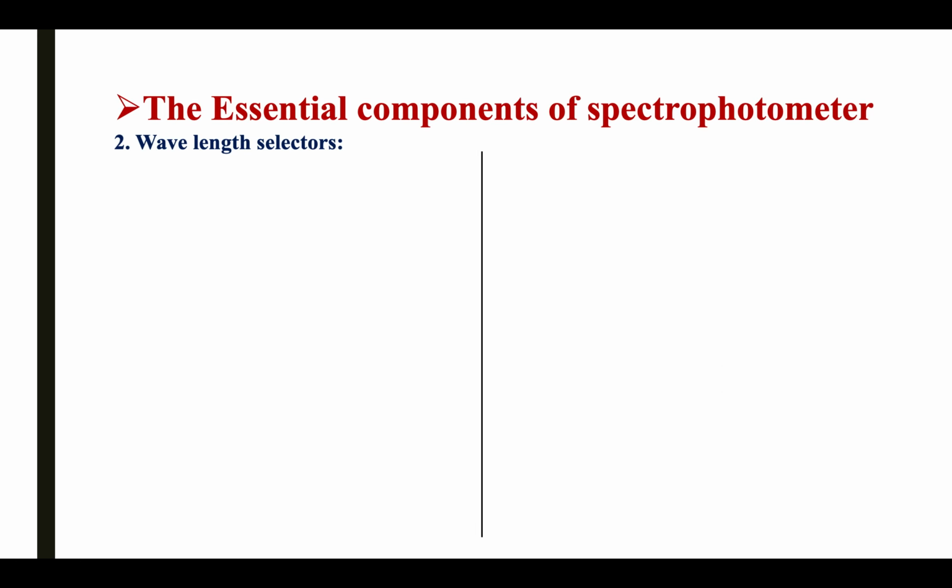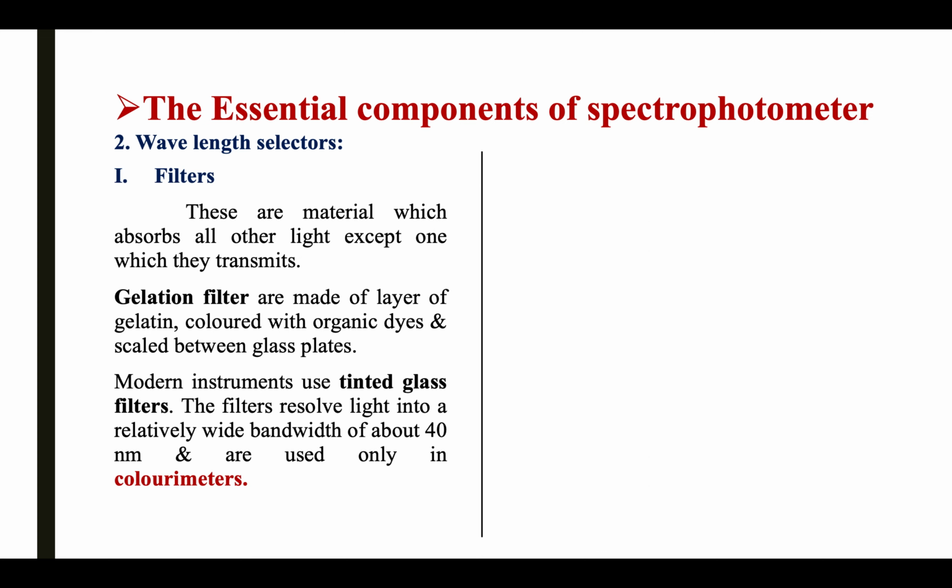Now we will see the wavelength selectors. There are two types of wavelength selectors. One is the filter. Filters are a little bit old technique. These are materials which absorb all other light except one which they transmit. So a filter is generally like two-way: one side is absorbance, another side is transmission. Earlier, instruments used to use the gelatin filter.